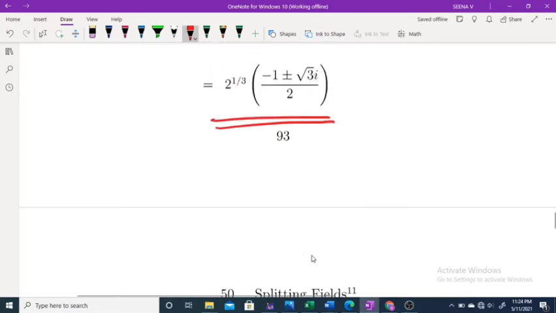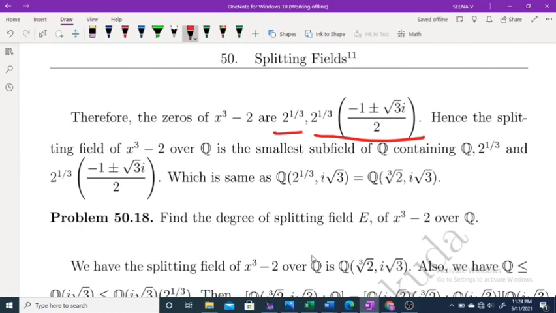Now hence the splitting field of x cube minus 2 over Q is the smallest subfield of Q closure containing Q and all the zeros. So 2 raised to 1 by 3 and this term. In Q, we have to find the smallest field. If you consider Q, we get only rational numbers. So we have to find the smallest subfield of Q containing Q, 2 raised to 1 by 3 and this one.